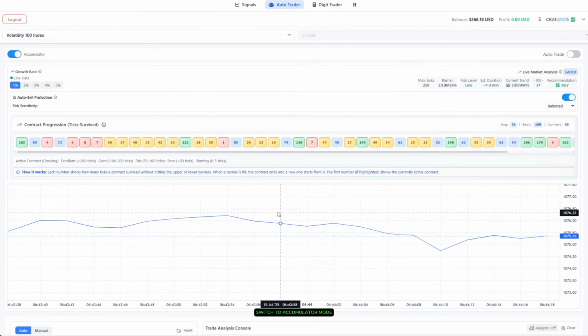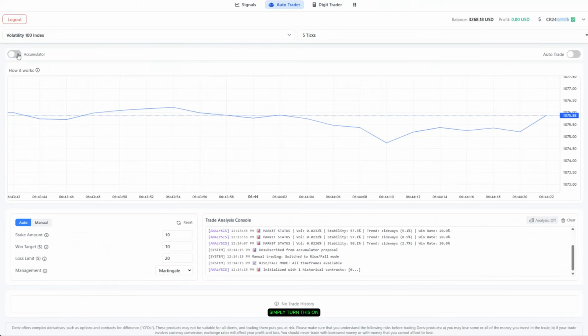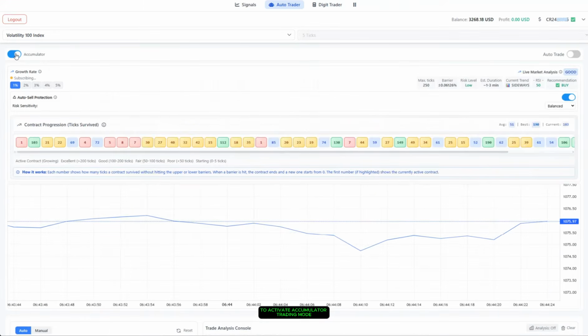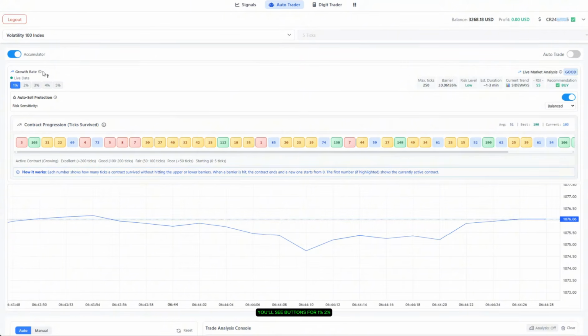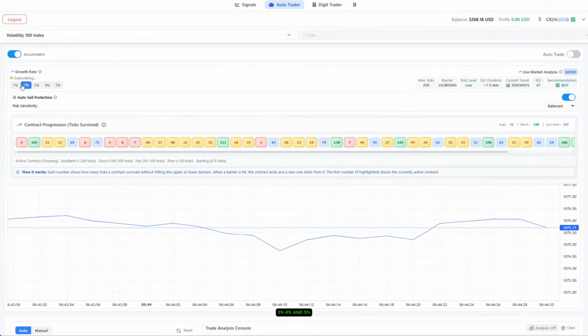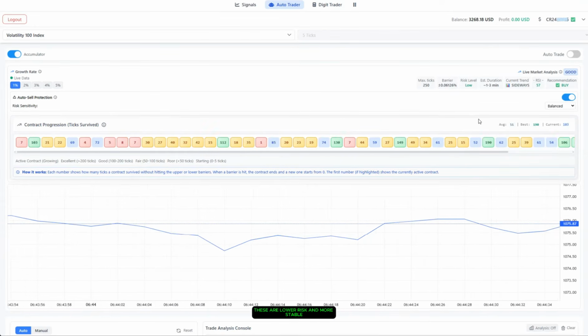Step 1. Switch to accumulator mode. At the top of your screen, you'll see a toggle switch. Simply turn this on to activate accumulator trading mode. Step 2. Choose your growth rate. You'll see buttons for 1%, 2%, 3%, 4%, and 5%. Start with 1% or 2% as a beginner. These are lower risk and more stable.